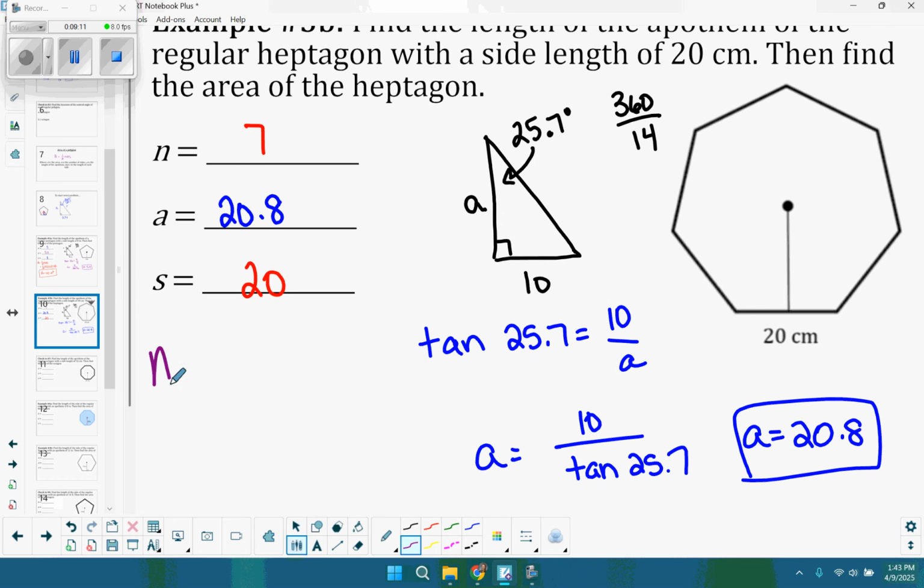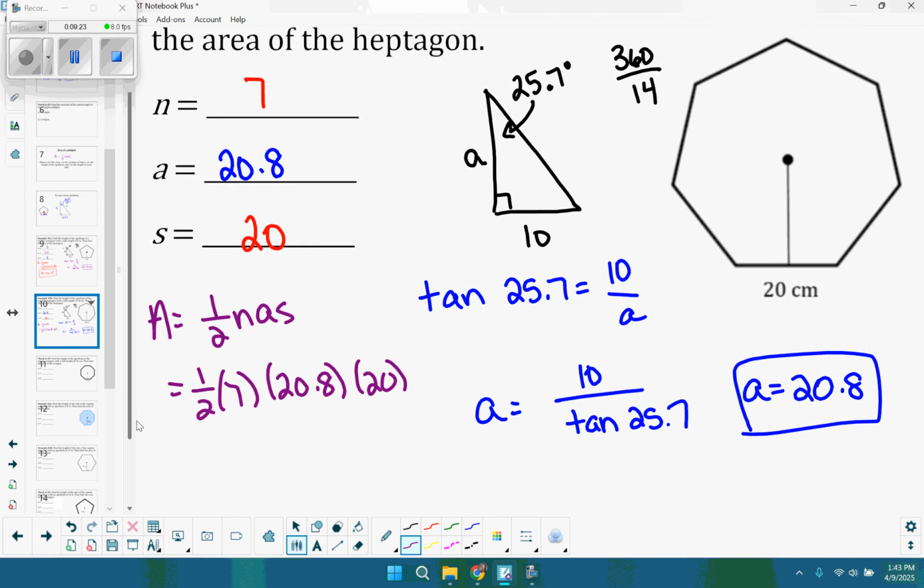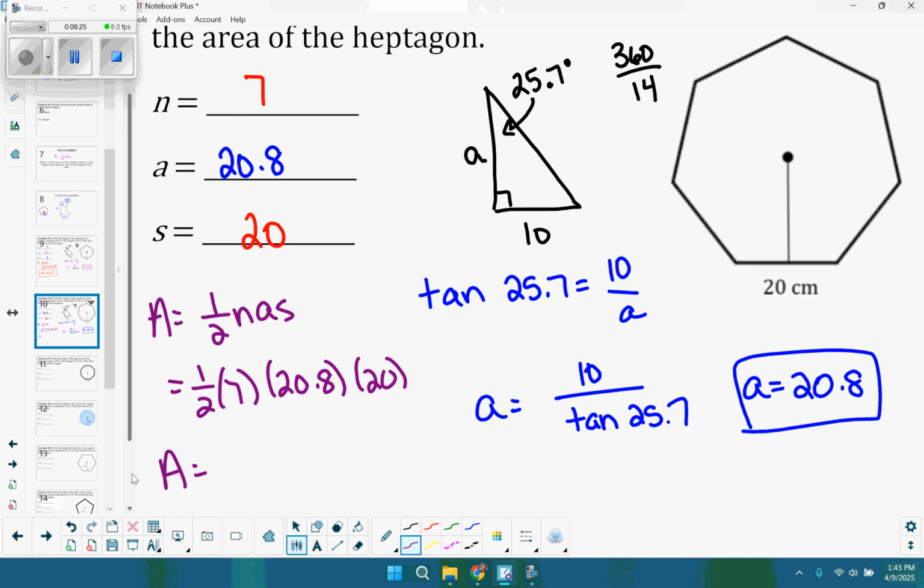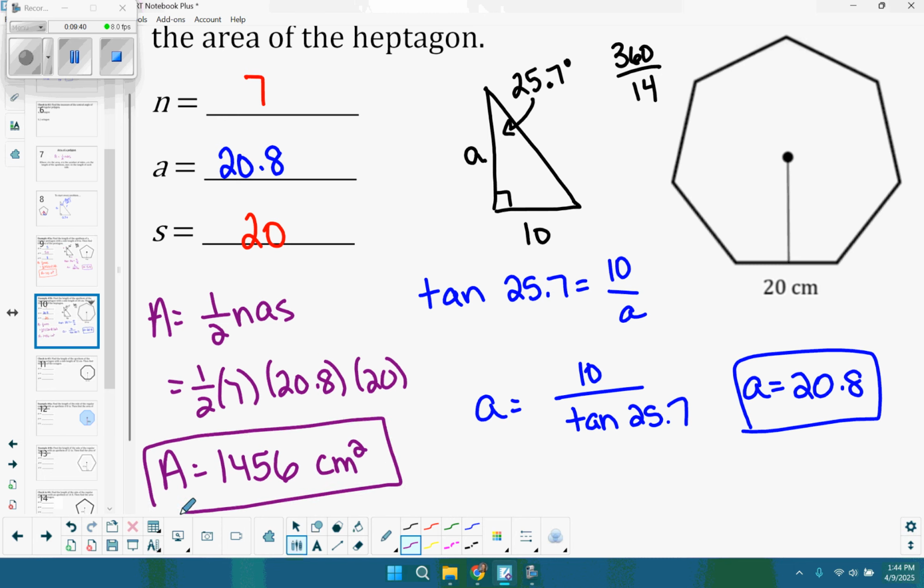And now for our area, 1/2 NAS is 1/2 times our list, 7 times 20.8 times 20. So on my calculator, I would do 0.5 times 7 times 20.8 times 20. And I got 1456 square centimeters.